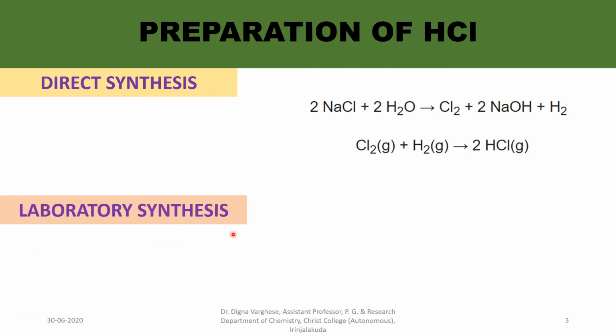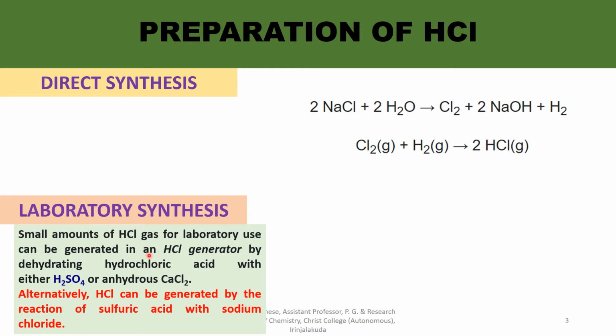Second method is the laboratory synthesis. Small amounts of hydrogen chloride gas for laboratory use can be generated in an HCl generator by dehydrating hydrochloric acid with either sulfuric acid or anhydrous calcium chloride. We know sulfuric acid and anhydrous calcium chloride act as dehydrating agents that can remove water from the substance.